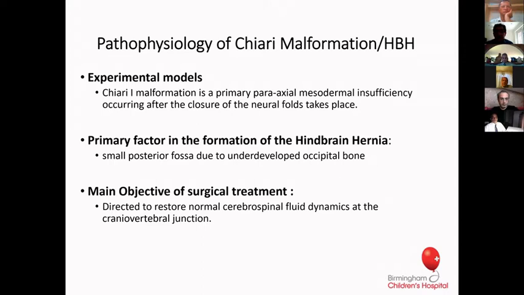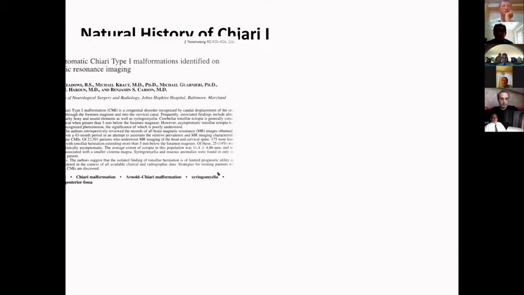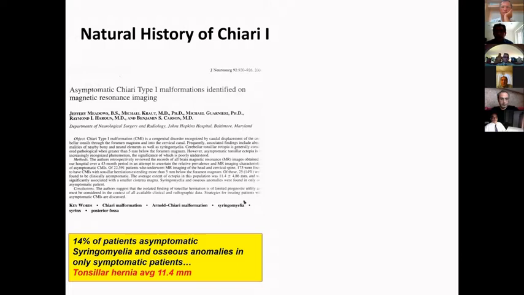If you look at the natural history of Chiari, and I have talked about this in the past, I think the largest study, going over a period of 3.5 years, was about 20 years ago, from Johns Hopkins. They looked at 22,591 MRI scans looking for children who had Chiari malformations. And what they found is that 175 patients had Chiari malformations, of which about 21 to 25 patients, about 14%, actually had asymptomatic hernias. These hernias, when asymptomatic, were not associated with either syringomyelia or osseous anomalies, and the average tonsillar hernia was 11 millimeters. So this is what we call the asymptomatic natural history.